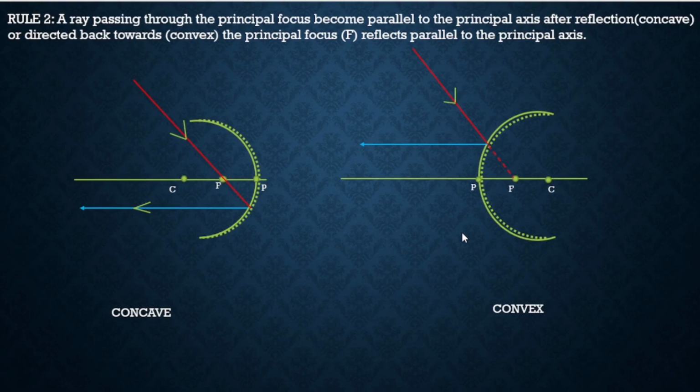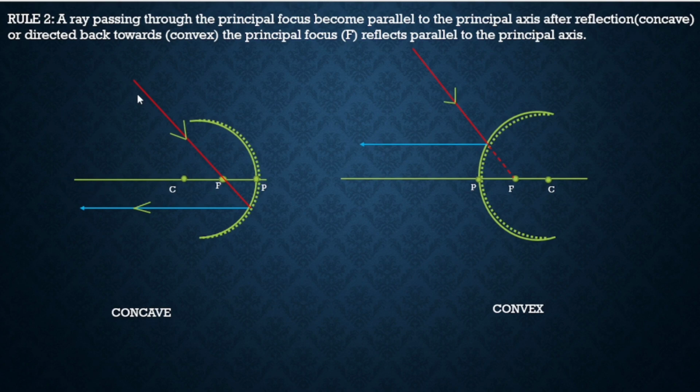Rule number 2. Rule number 2 is opposite of rule number 1. Rule number 1 का उल्टा. Rule number 2. A ray passing through the principal focus becomes parallel to the principal axis after reflection, in the case of concave. Okay. Or directed back towards convex, the principal focus reflects parallel to the principal axis.